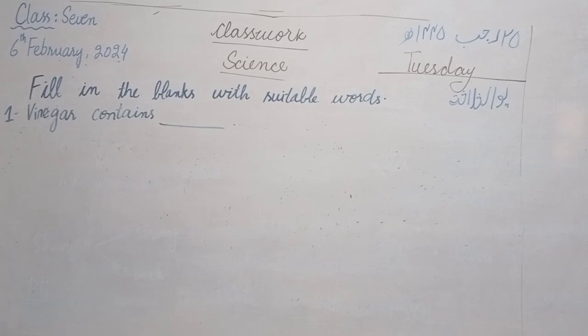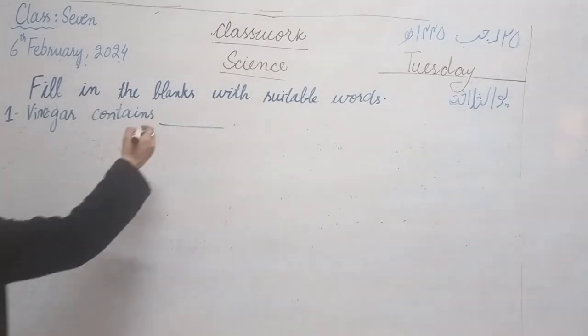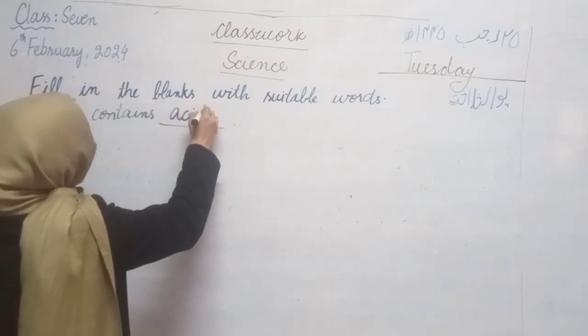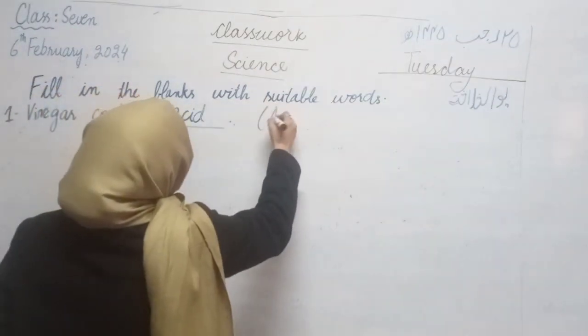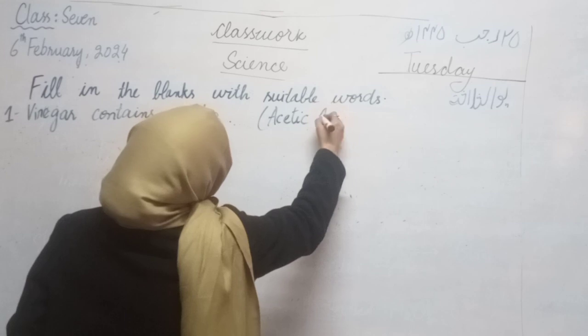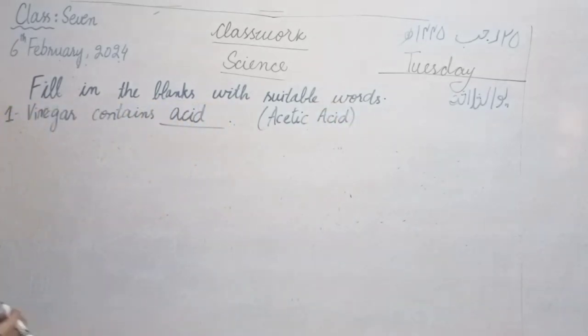As you know, vinegar has an acidic nature, having a sour taste as well. So you will say that vinegar contains acid. However, the acid in vinegar is of a particular category, that is acetic acid. You should know the name as well. Okay.